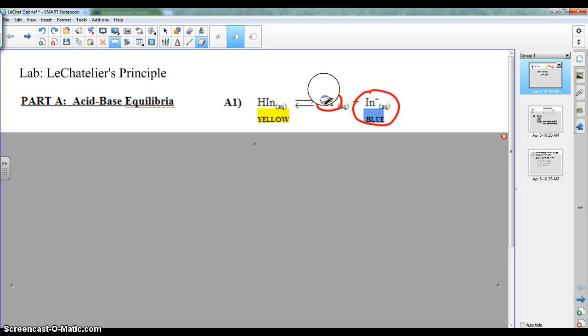So the first part of that step was relatively simple. We added HCl. So if we add HCl, we are increasing this ion in solution. It will shift somehow to accommodate for that increase, and of course we saw that it turned yellow. The second part was a little trickier.